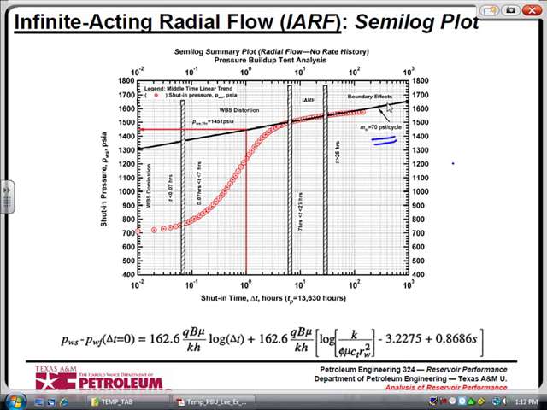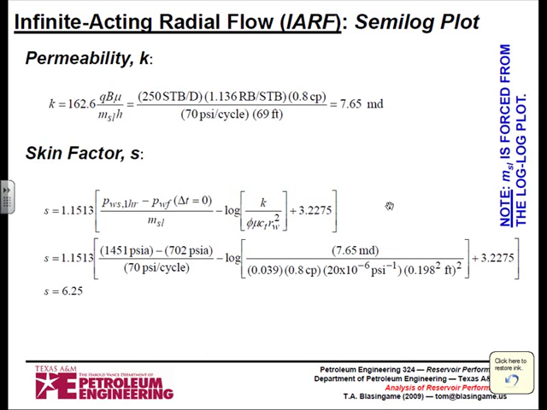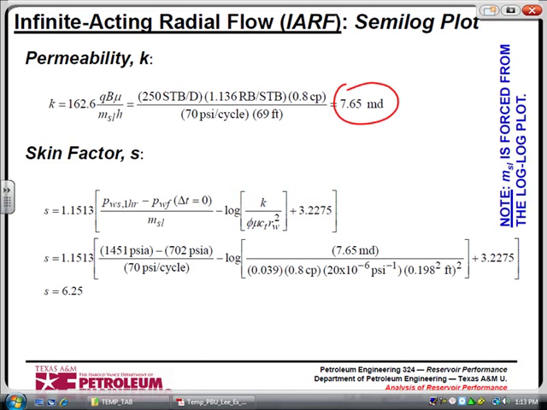So now do you see, Mr. Powell, at the end of the day set, see the data point? So I want it to look just like this. Here's the calculation. With the units. So the permeability is 7.65 and the skin factor is 6.25.